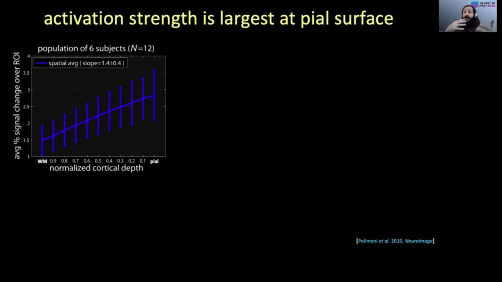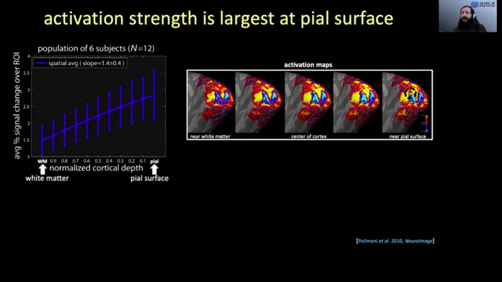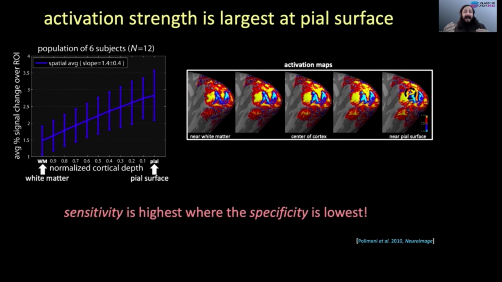So we can look at the activation strength across depths as well. So here's the activation strength at the white surface, and here it is at the pial surface. We see that the percent signal change is about twice as high near those large veins as it is at the white matter. So if we consider this alongside the activation maps, together these plots tell us that, unfortunately, the sensitivity of BOLD is highest exactly where the specificity is lowest, at the pial surface.